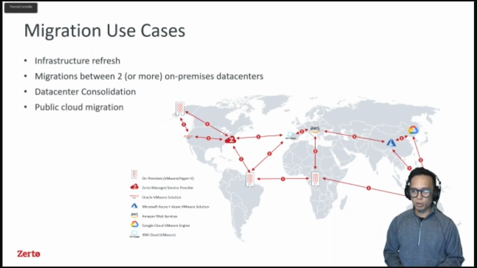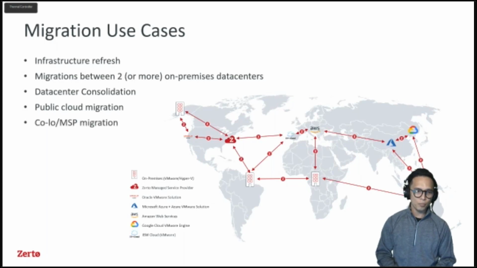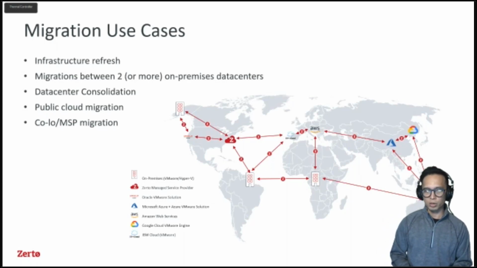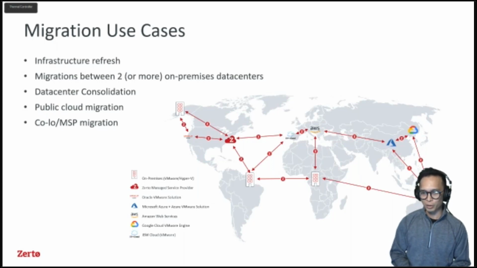Public cloud migration. So I'm not sure where you are all on your cloud journey or strategy today, but you can use Zerto the same way you use it between your two on-premises data centers to migrate your workloads out to any one of the clouds listed in the list there. Colo, MSP migration, that's the managed service provider migration. Managed service providers for us also offer DR as a service. So if that's something you're looking for, we partner with a lot of managed service providers to provide that service for you.